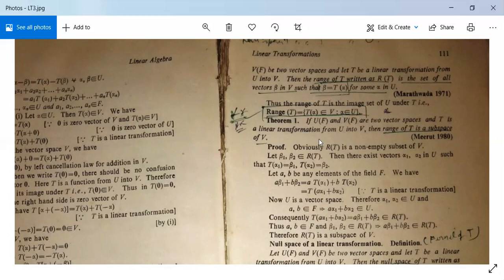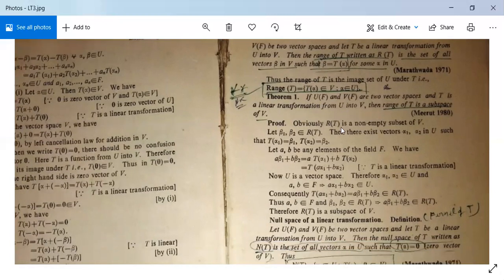See here, theorem. Suppose U(F) and V(F) are two vector spaces, and T is a linear transformation from U into V. Then the range of T is a subspace of V. Earlier we have defined the range T. Now it is saying that the range T is a subspace of V. It is clear that range T is a subset of V from the definition. And now in this theorem, we need to prove that it is a subspace, meaning we prove all the properties of a subspace. See, obviously, R(T) is a non-empty subset of V. No doubt, R(T) will be non-empty.